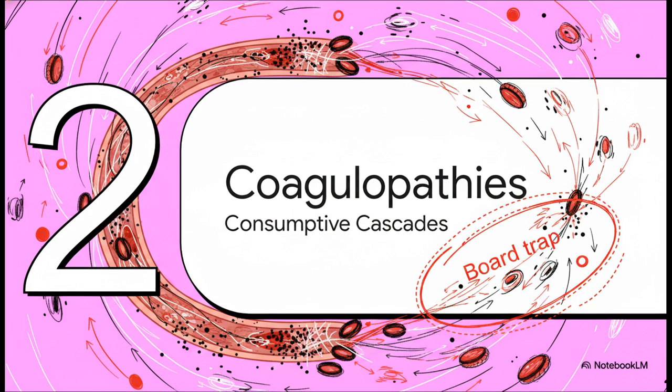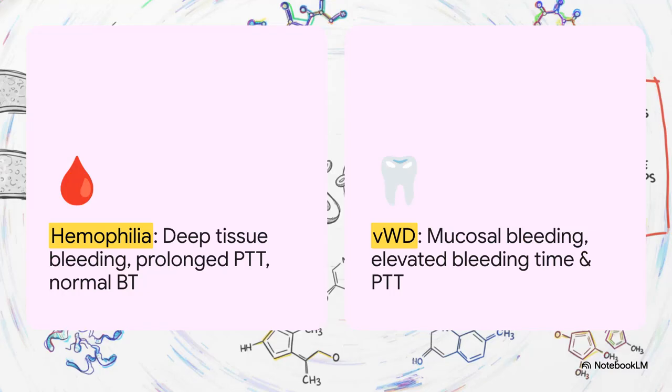Module 2, coagulopathies and consumptive cascade separation. We're zooming out from the cellular level to tackle secondary hemostasis defects. Notice the stark contrast between these bleeding profiles. Hemophilia A and B, driven by factor 8 and 9 deficiencies respectively, trigger deep joint hemorrhages, known as hemarthrosis. You'll see an isolated prolonged PTT, but crucially a normal bleeding time.